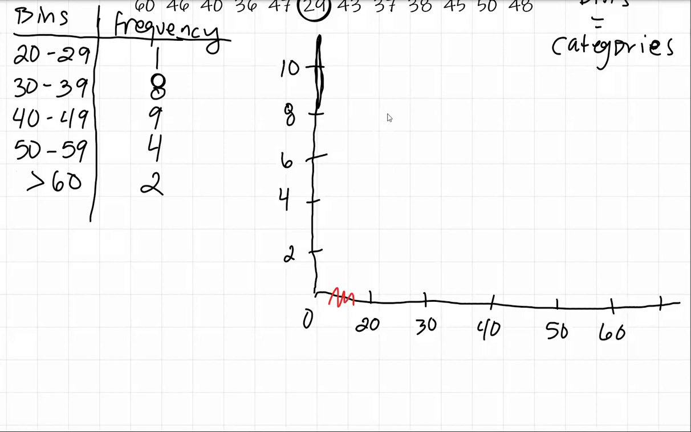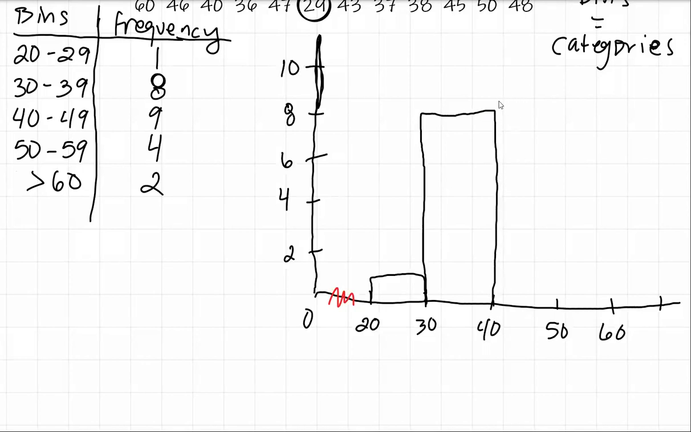Okay. So then we do our thing. Here is our 20 to 30 section. We only had 1 person in there, so that's as tall as it goes. In our 30 to 39 section, we had 8, so we're going all the way up here. And remember, these bars are going to be touching. They're going to be neighbors, very close neighbors.